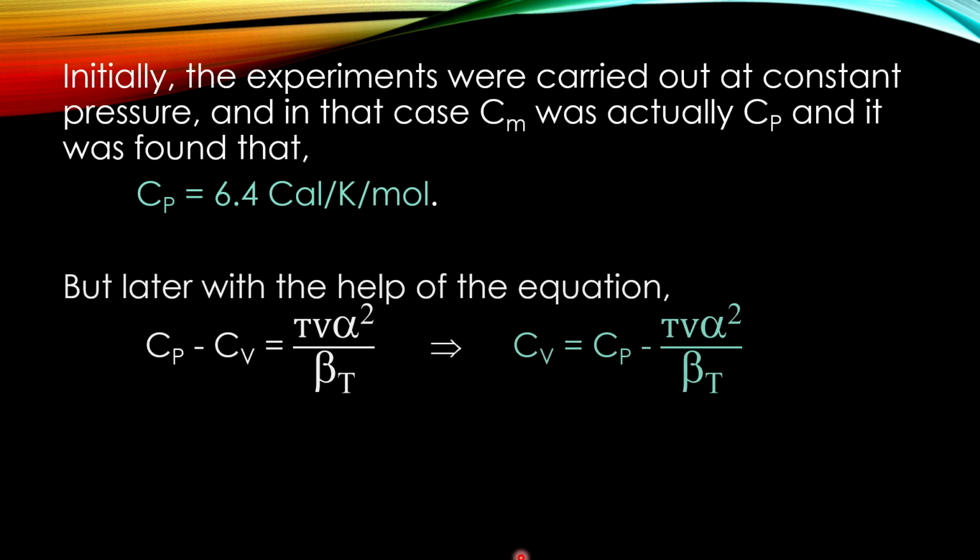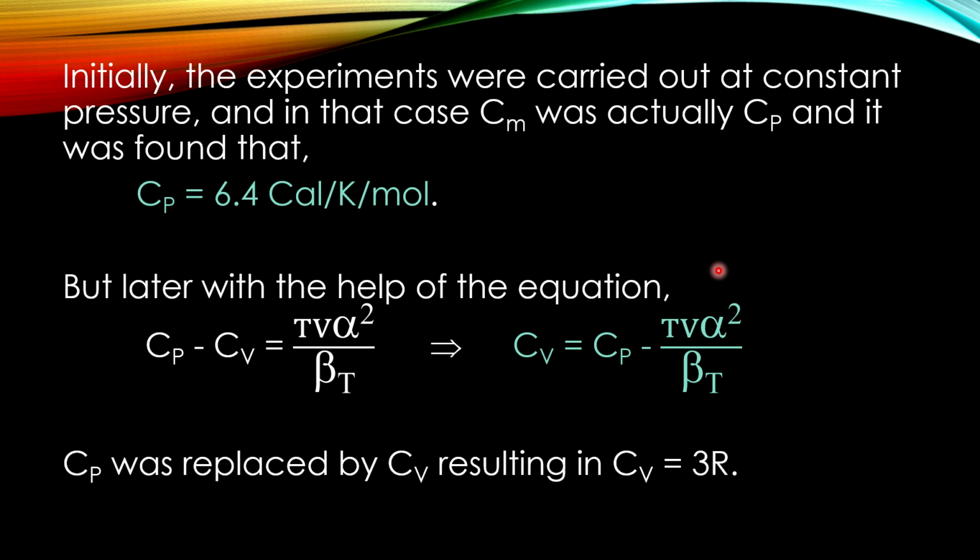Now we have the expression Cp minus Cv, which we derived in our previous lecture, lecture number 1. This difference Cp minus Cv is T V alpha squared by beta T. Alpha is the thermal expansion coefficient, beta is the isothermal compressibility coefficient. So with the help of this equation, Cp was replaced by Cv. Some value was deducted from the value of Cp and it was reduced from 6.4 to 5.9. So Cp was replaced by Cv, resulting in Cv equals 3R, and this is simply the Dulong Petit's law.